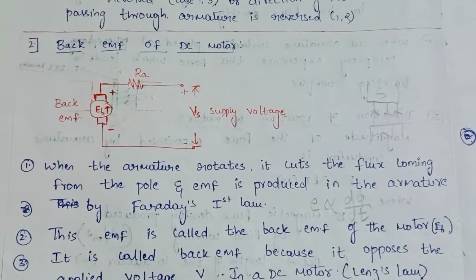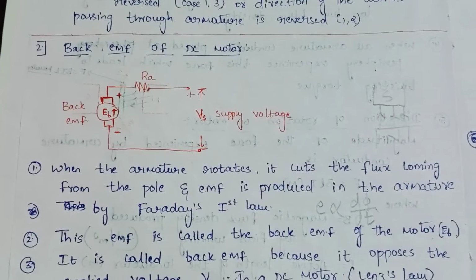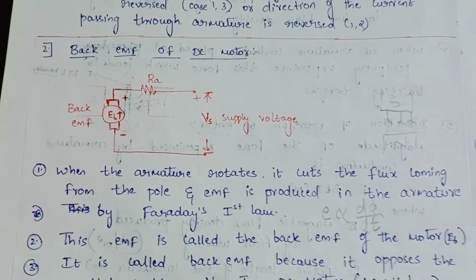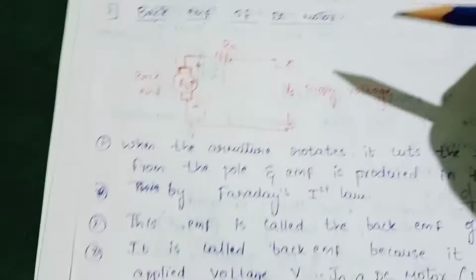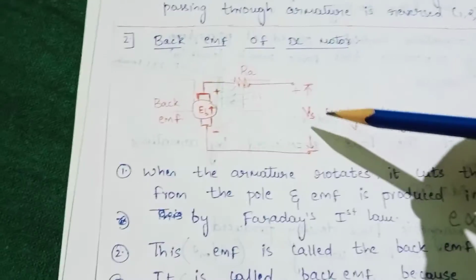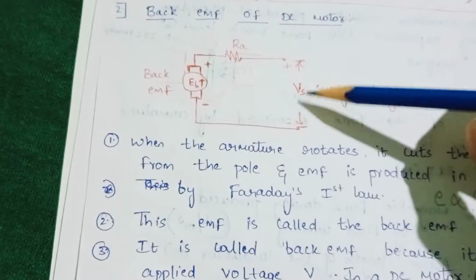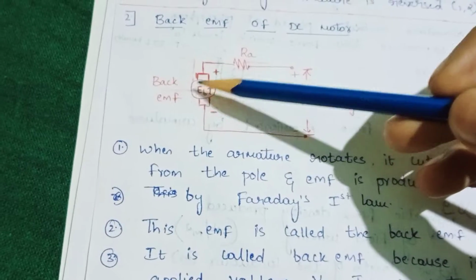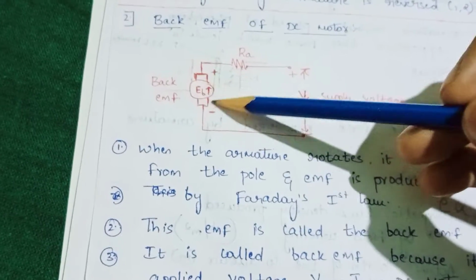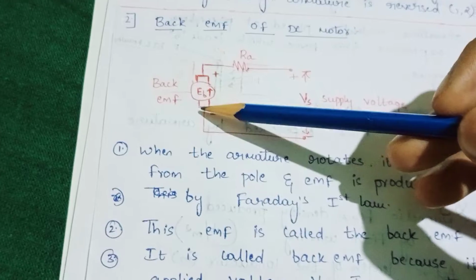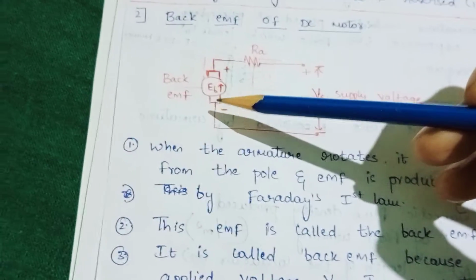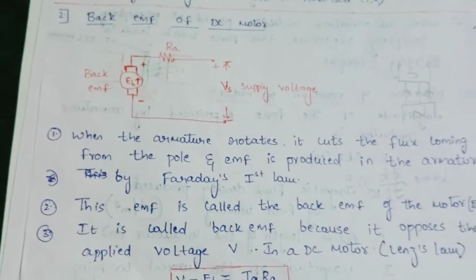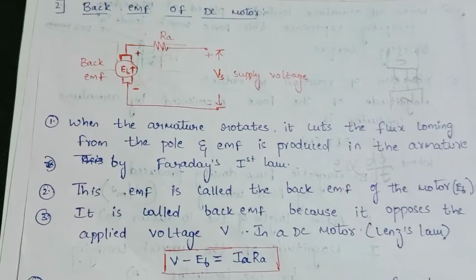So the circuit diagram what you are seeing is nothing but the equivalent circuit diagram of DC motors, right? The Vs here is nothing but the supply DC voltage, and this Eb which you are seeing here is the representation of the armature, right? How is the EMF induced in the DC motors?